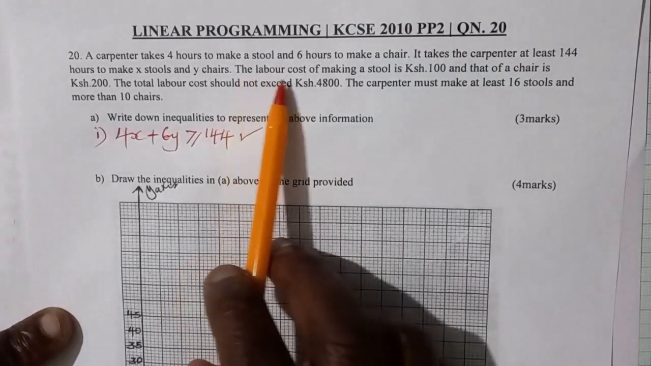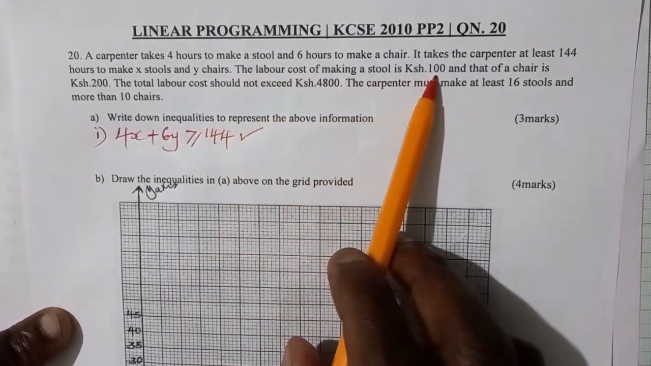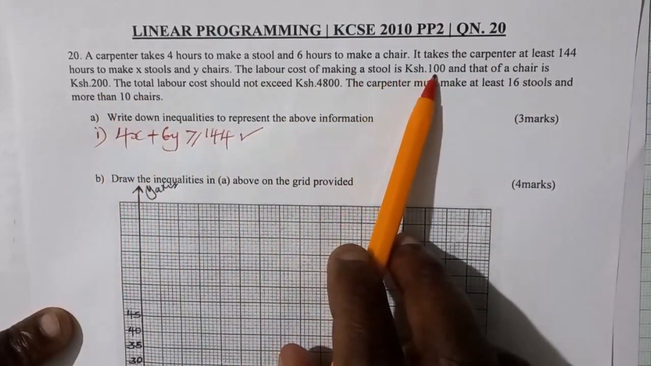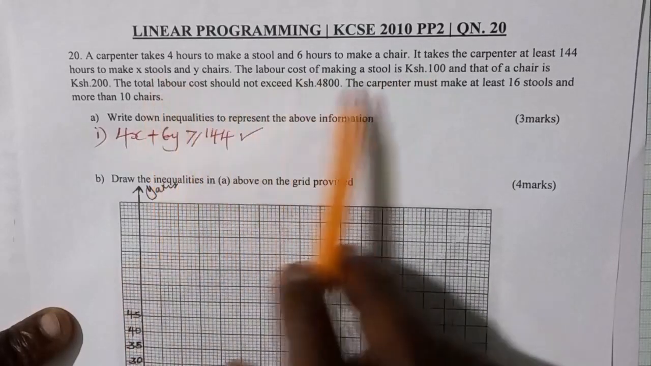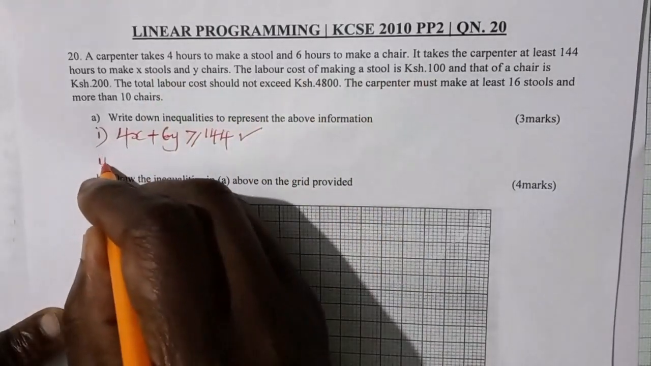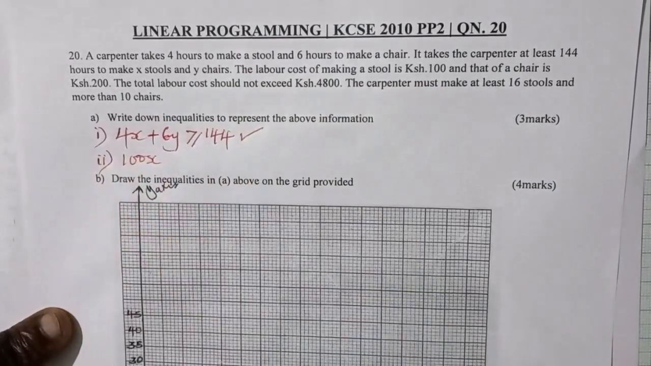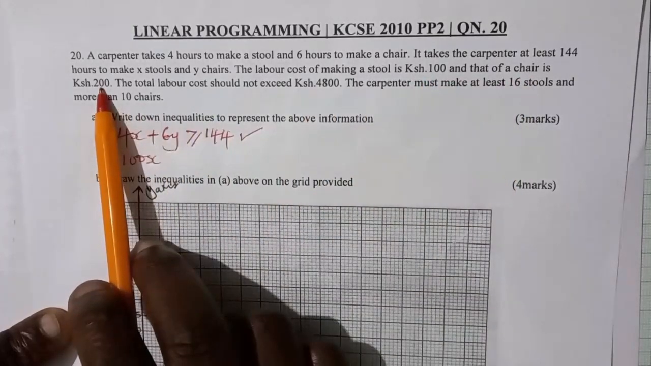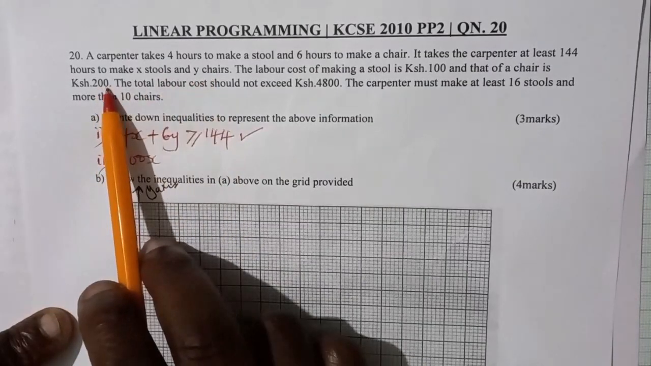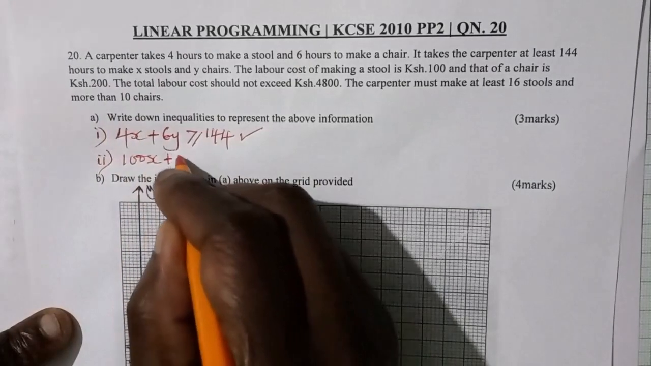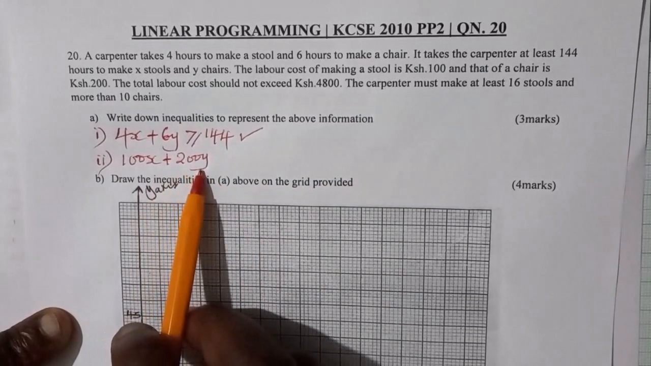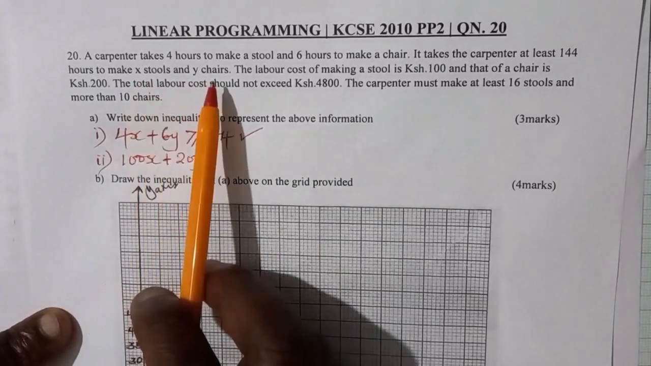The next statement, the labor cost of making a stool is 100 shillings and that of the chair is 200 shillings. So to make a stool, it costs 100 shillings. So for X stools, it will be 100 times X, that will be 100X shillings. Then for the chair, it costs 200, so for Y chairs, it will be 200 times Y, it will be 200Y. So 100X plus 200Y now is the total cost of making X stools and Y chairs.